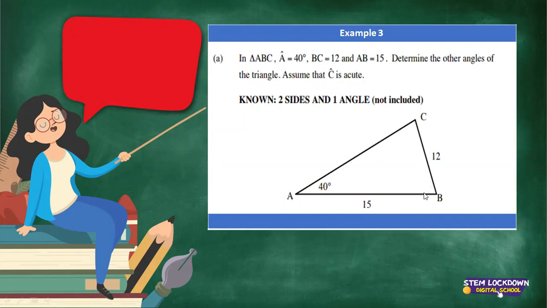Now to find angle B, we know these three angles must add up to 180. So to find our angle B, that is pretty easy. You say 180 minus these two angles. That gives you angle B.